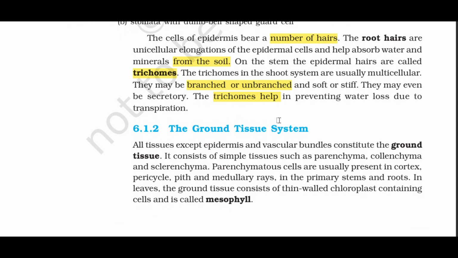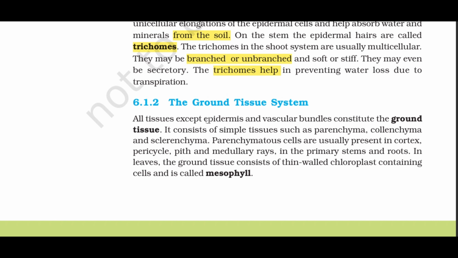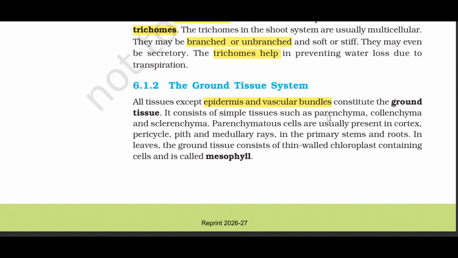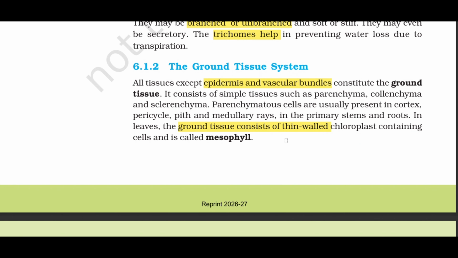The ground tissue system. All tissues except epidermis and vascular bundles constitute the ground tissue. It consists of simple tissues such as parenchyma, collenchyma, and sclerenchyma. Parenchymatous cells are usually present in cortex, pericycle, pith, and medullary rays, in the primary stems and roots. In leaves, the ground tissue consists of thin-walled chloroplast-containing cells and is called mesophyll.